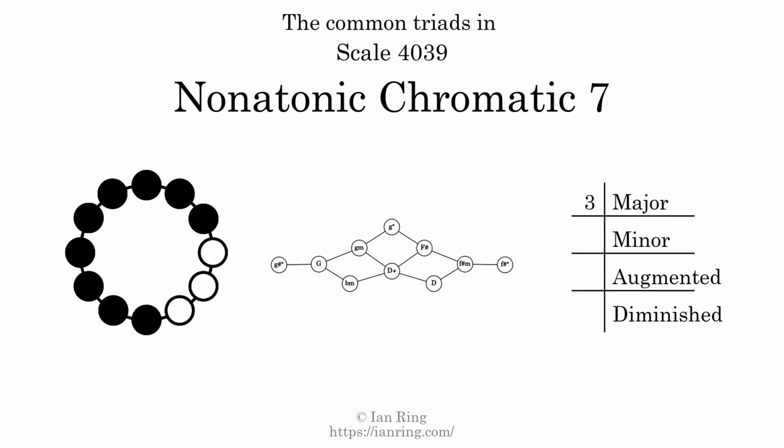There are 3 major triads. There are 3 minor triads. There is 1 augmented triad. There are 3 diminished triads. There is no Hamiltonian path through the graph that uses all the triads.